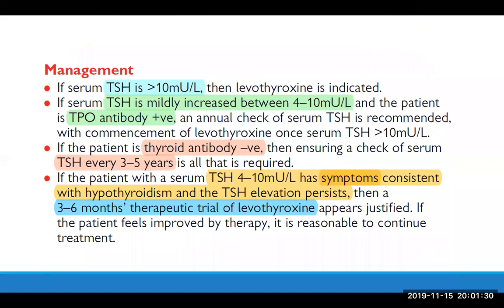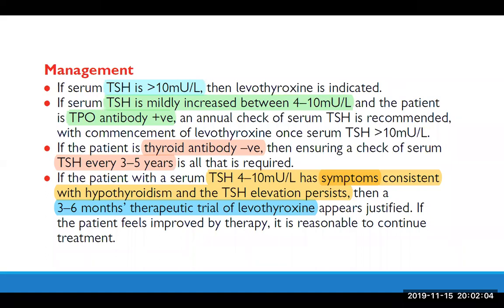If the anti-TPO is negative, just follow up by TSH every 3 to 5 years. This is very important, but actually is not practical. And in a case of subclinical hypothyroidism, he mentioned that if the anti-TPO is positive, just do TSH every 3 to 5 years. I think this is not practical in our practice. Most of us repeat TSH after 3 to 6 months, not 3 to 5 years actually.